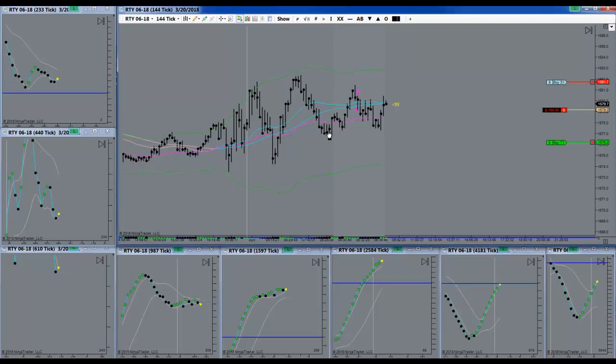What's happening is every time this guy comes up, the pressure to the downside increases. So it's exponentially increasing as we're going forward in time.